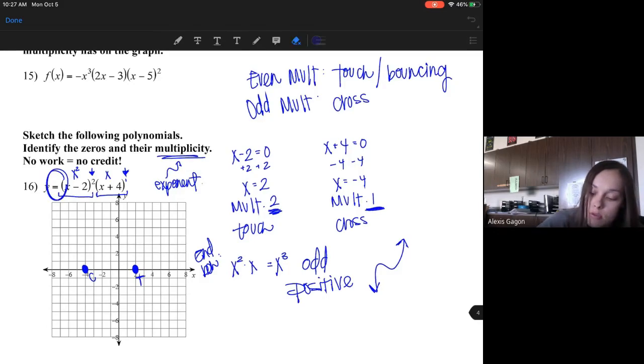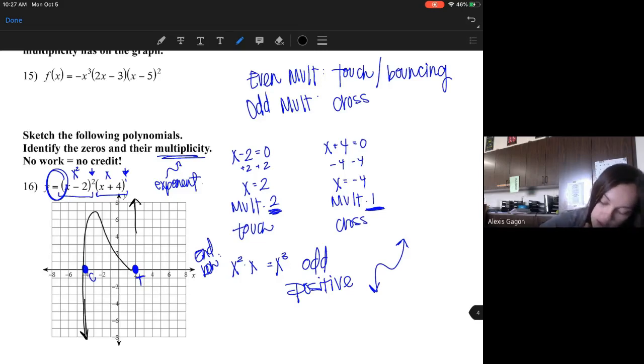Okay, so I'm going to end this graph positive, so I have to end with this going up. And I have to start negative here. If I'm going left to right, that just means I'm crossing through that one. I'm going to come down, touch that one, and go right back up.